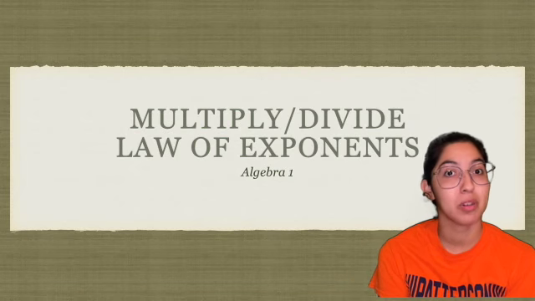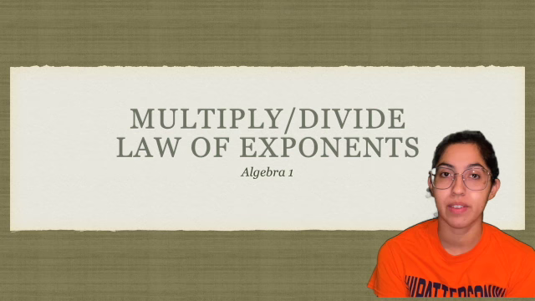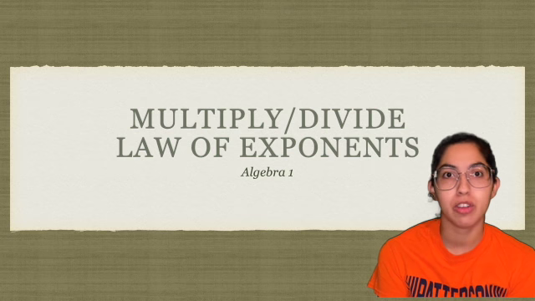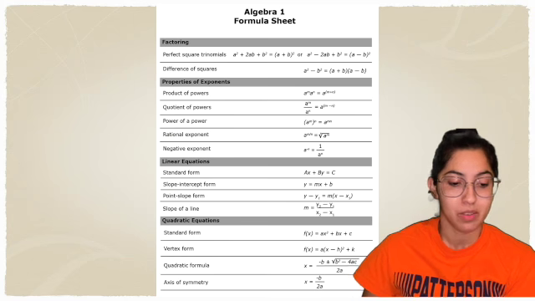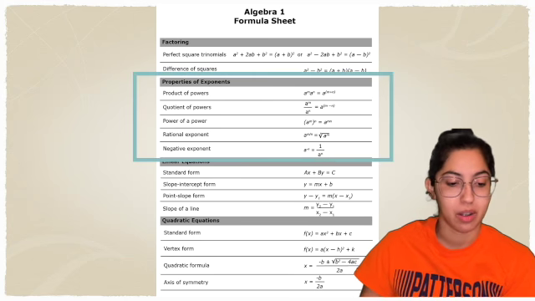Today we're going to talk about multiplying and dividing in law of exponents. So what do we do when we have variables that are being multiplied to each other or divided by each other? So of course, we're going to start off looking at our rules.